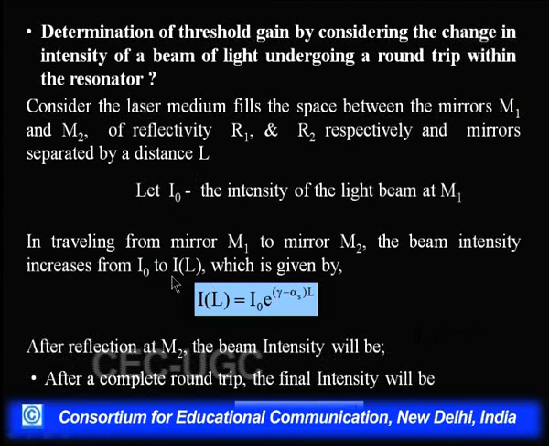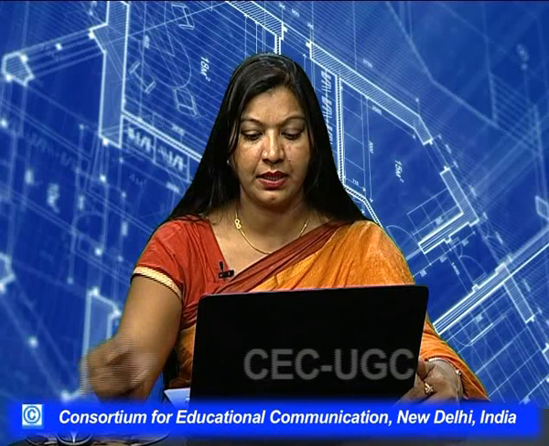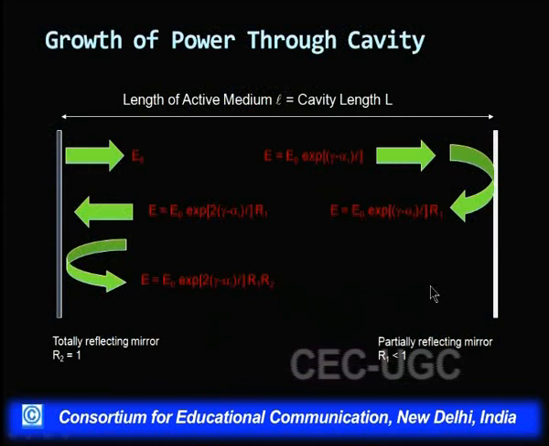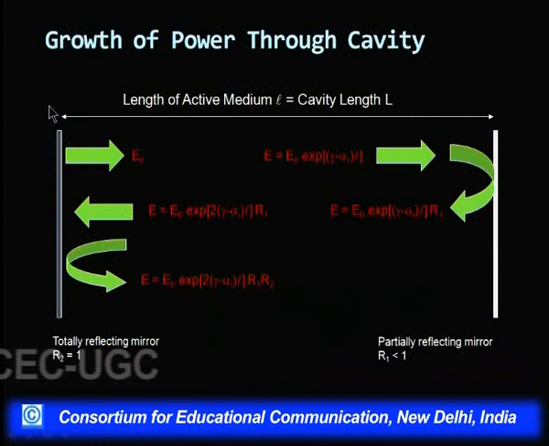So the intensity increases from I0 to IL, which is given by IL equals I0 e power (gamma minus alpha s) L. After reflection at M2, after the complete round trip, the final intensity will be I2L equals R1 R2 e power (gamma minus alpha s) into 2L. Because we are taking the round trip, we use 2L. Now this is the proper growth of power through the cavity. This is the cavity. Here we define by the wave equation that the length of the active medium is L and the cavity length is equal to L.